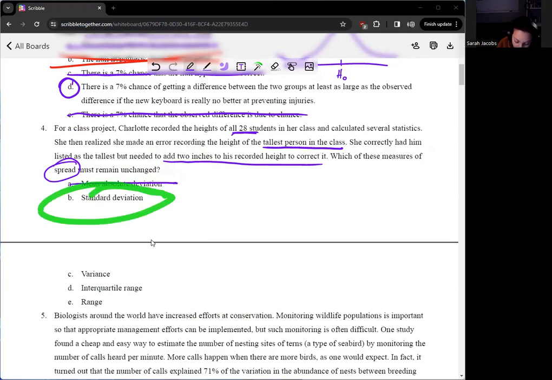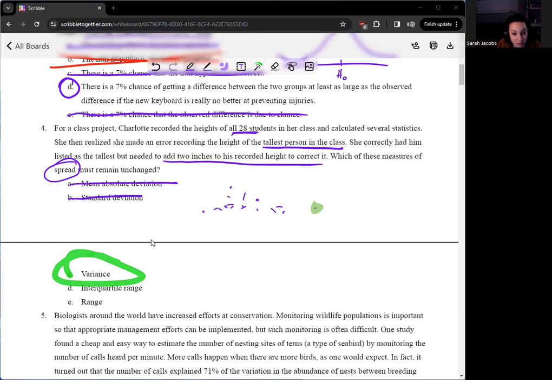Standard deviation, well, we had data here, and then we moved this dot. We actually took that dot and moved it out a little further. It was the tallest person. Now he's even taller. But that is going to affect the standard deviation. That is going to affect the variability. It's going to increase it a little bit. So that's going to change. The variance is just the standard deviation squared. So if the standard deviation changes, the variance will change.